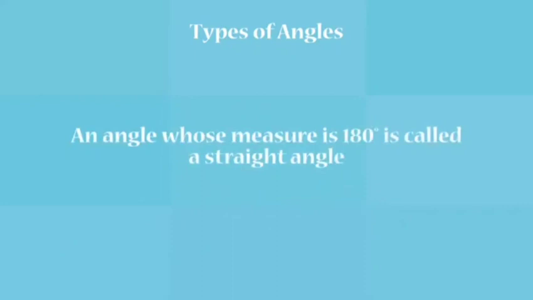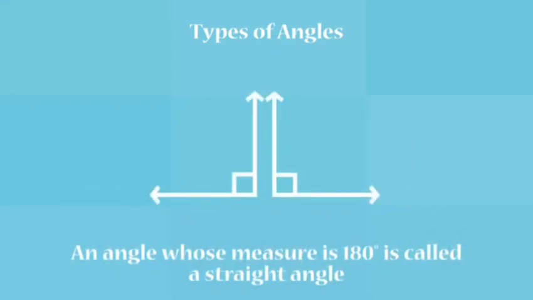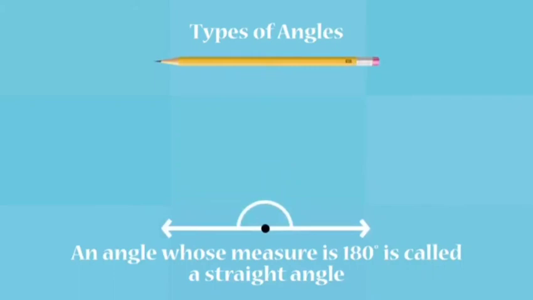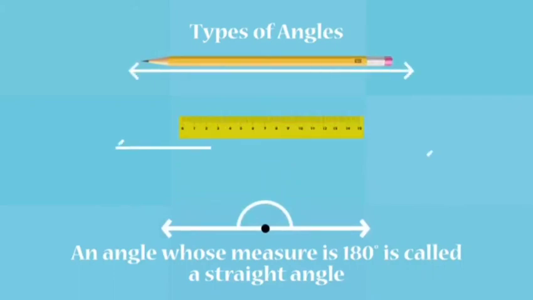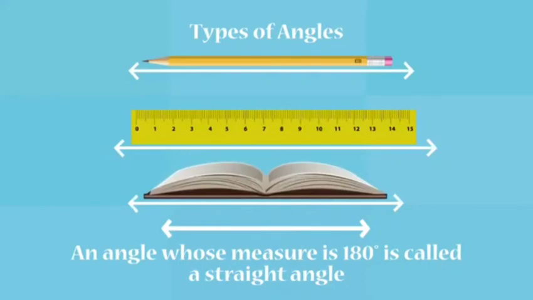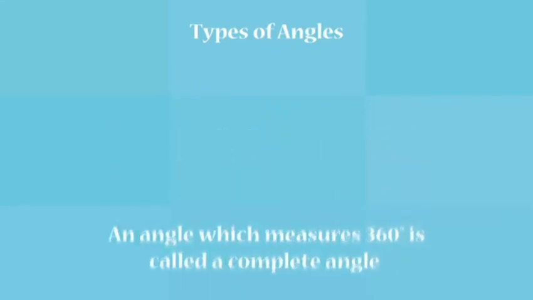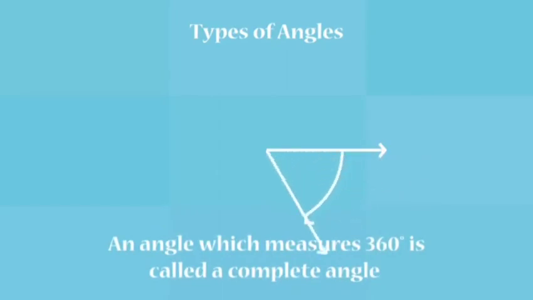An angle whose measure is 180 degrees is called a straight angle. If two right angles are kept next to one another, they form a straight angle. A pencil or a pen, the edge of a ruler, or the book are examples of straight angles. An angle which measures 360 degrees is called a complete angle. When the arms of an angle take one full turn, it is a complete angle.